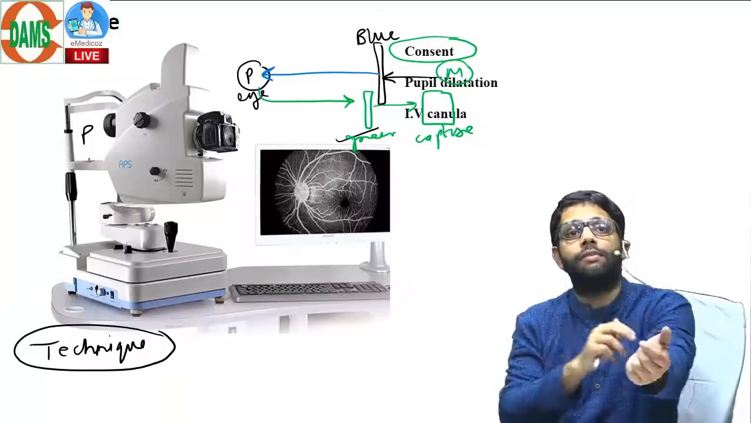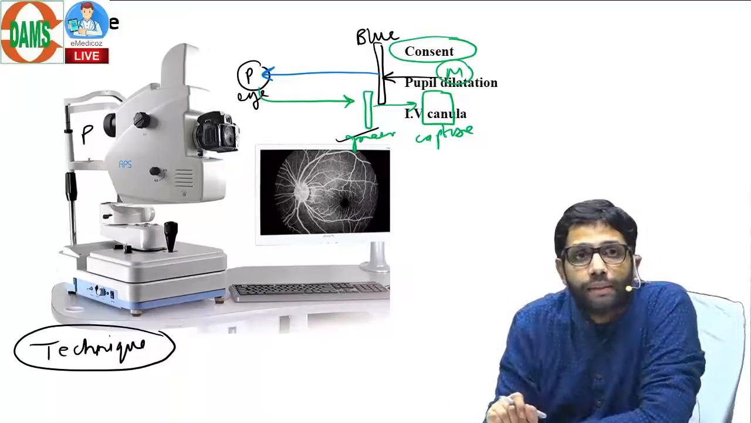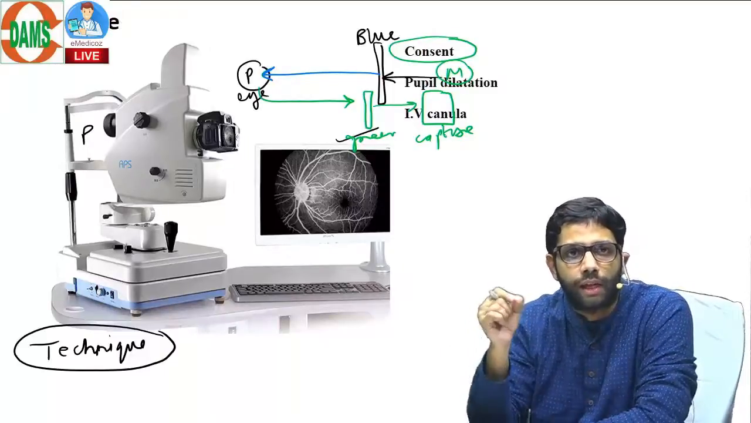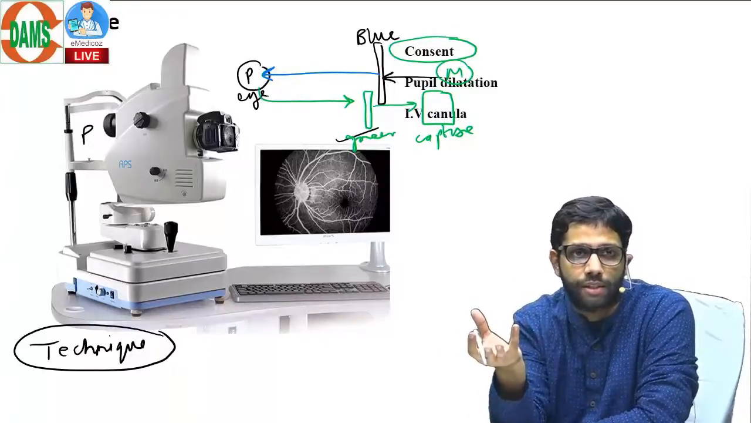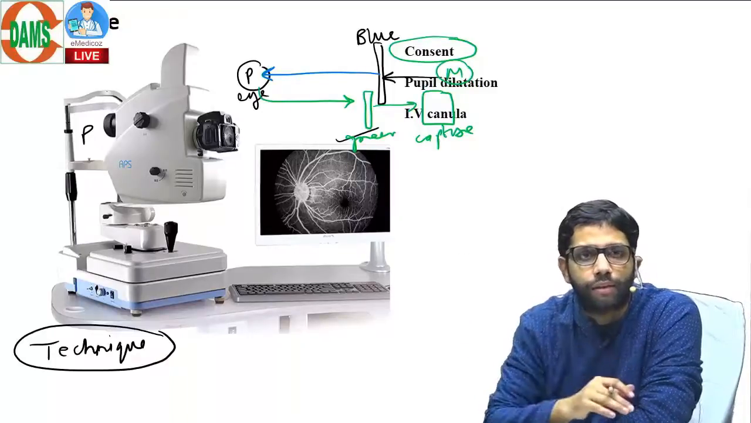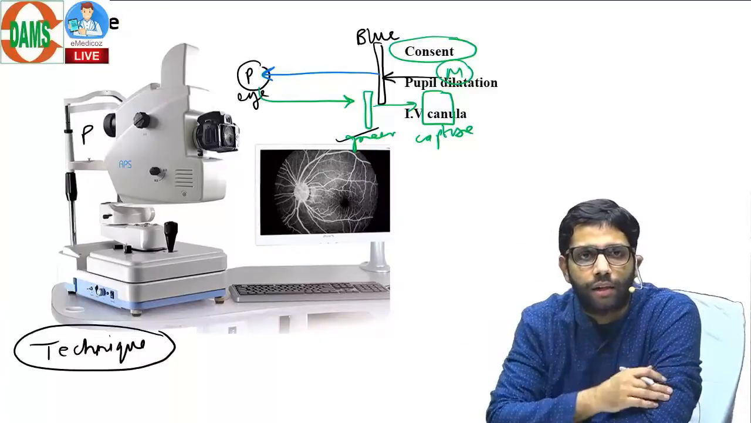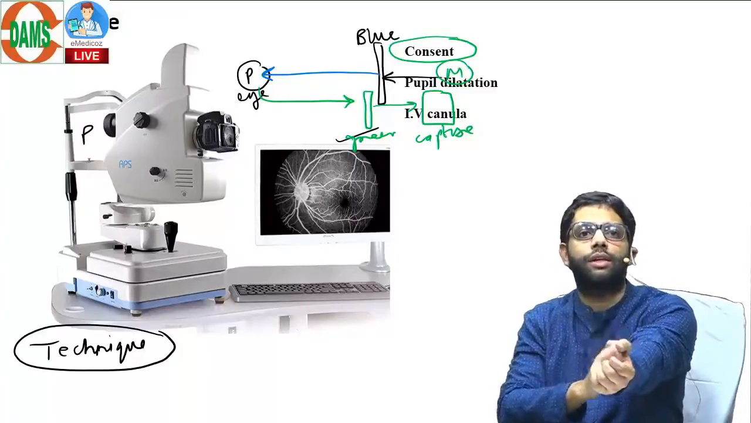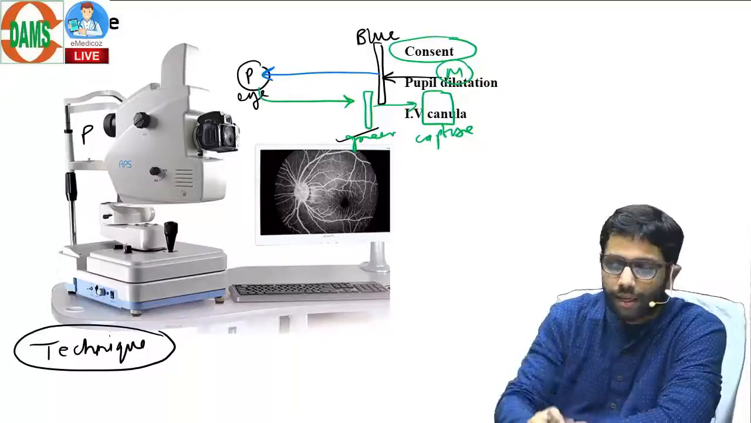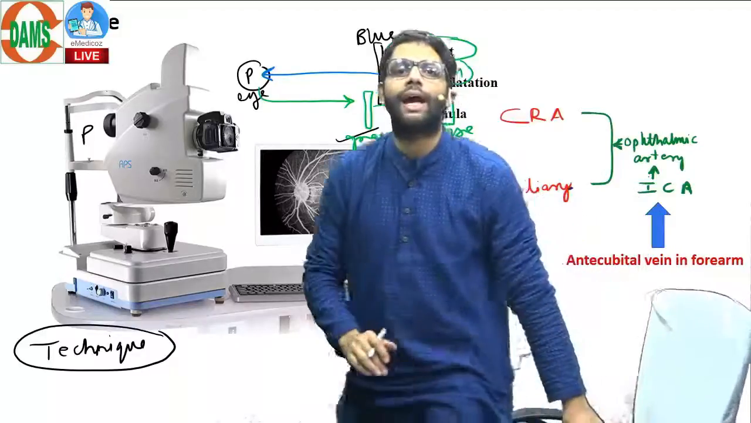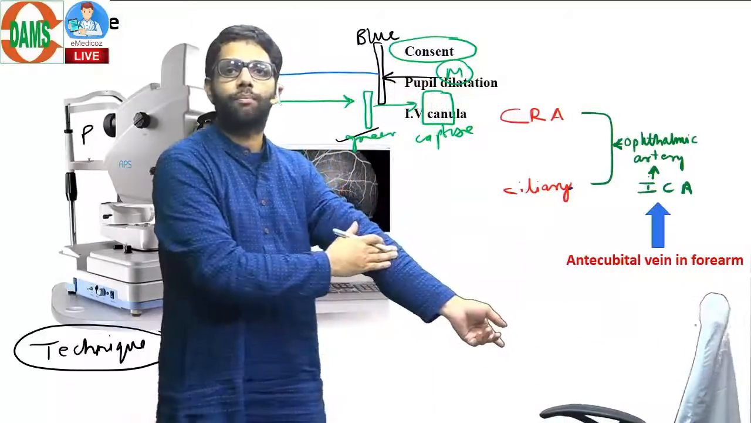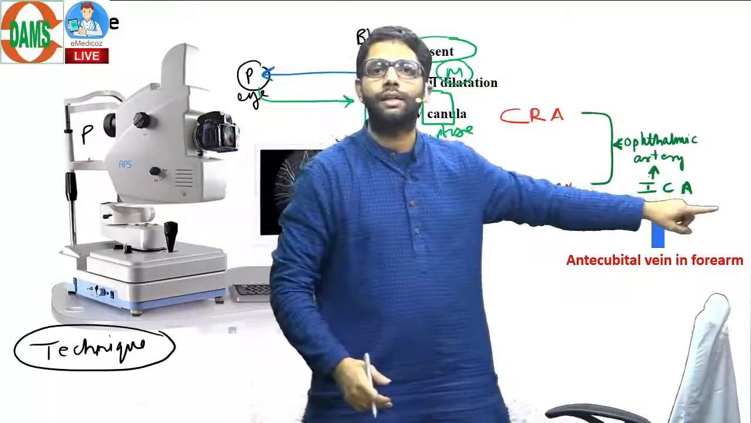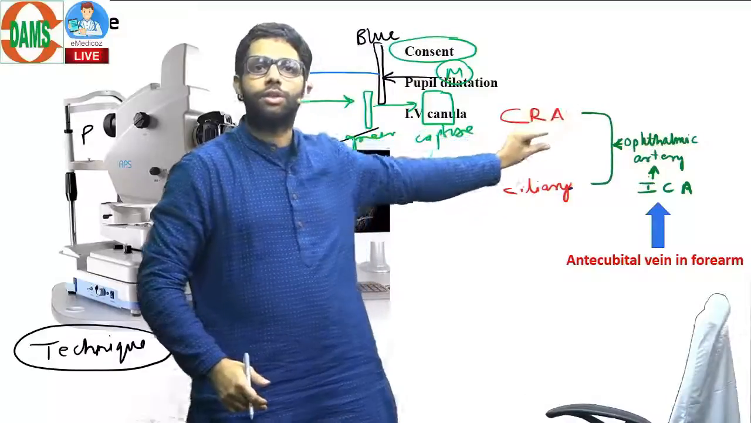Then IV cannula. Now the question is how to make the dye reach the retina and choroidal vessels. Will we put the dye which is in our hand, fluorescein or ICG, directly into the retina vessels, directly into the central retinal artery or internal carotid artery? No, we have to put it in the peripheral circulation. Where? That's the important point. We put it in the antecubital vein in the forearm, from where it will come into the heart. From the heart it will go into the ICA, ophthalmic artery, retina circulation, choroidal circulation.